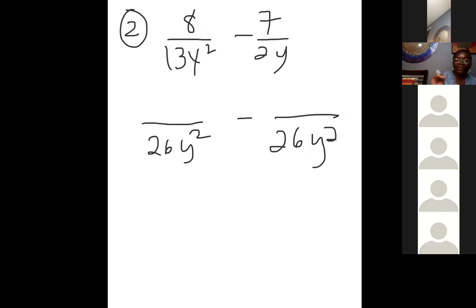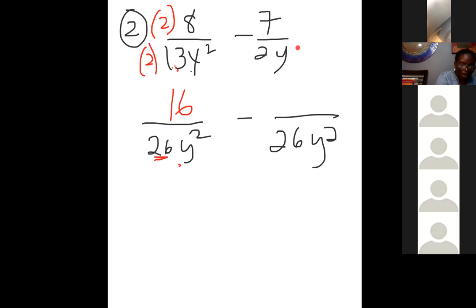All right, so we're gonna look at the first fraction. To go from 13y squared to 26y squared, what do we multiply 13y squared by? Well, we multiply it by 2. Whatever you do to the denominator, you must do the same thing to the numerator. So since we multiplied the denominator by 2 to get here, we're going to multiply the numerator by 2, so that becomes 16.